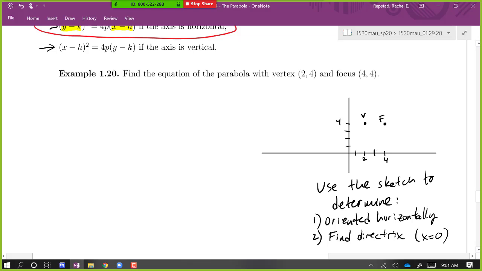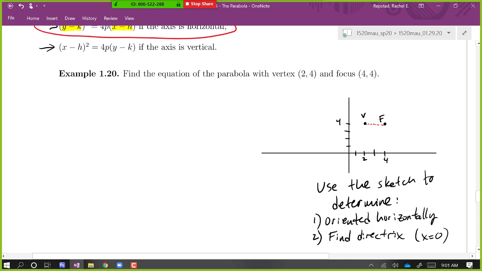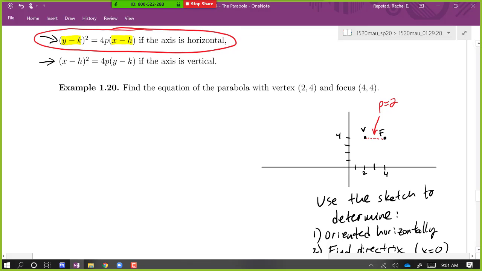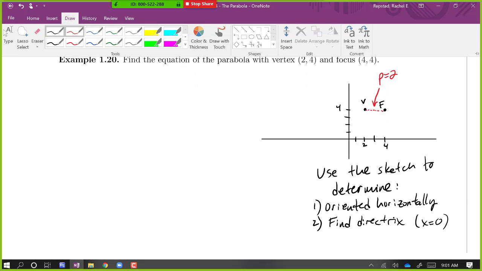And how did you get it? Yeah, and that distance was 2, right? So this distance from the vertex to the focus, the directed distance, so the focus is to the right, so it's a positive distance, that tells us what p is equal to. So in this standard form up here, 4p times x minus h, we know that p has to be 2. So that's the other thing we get from this.